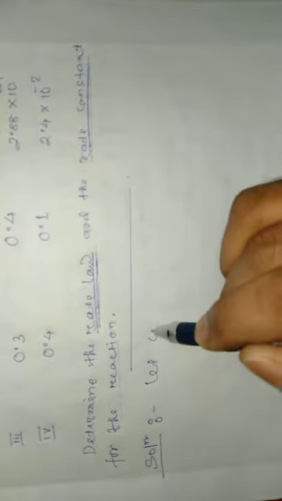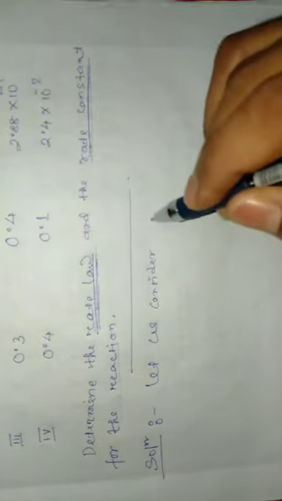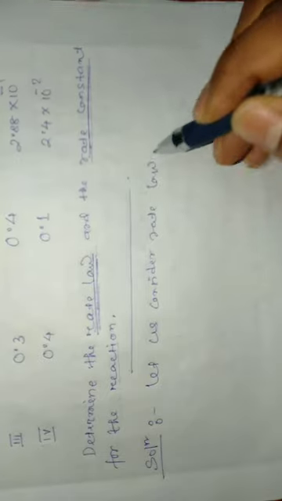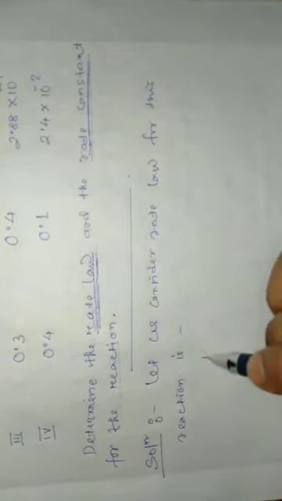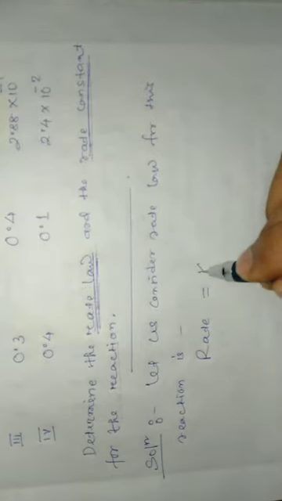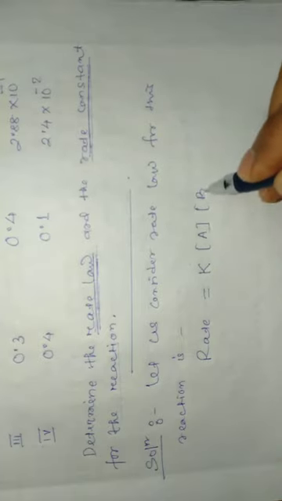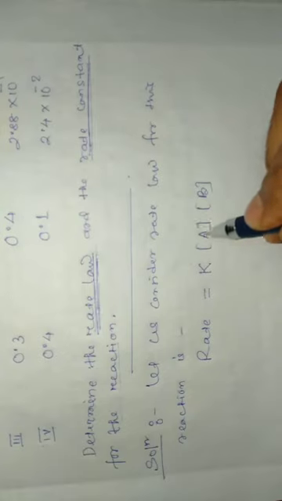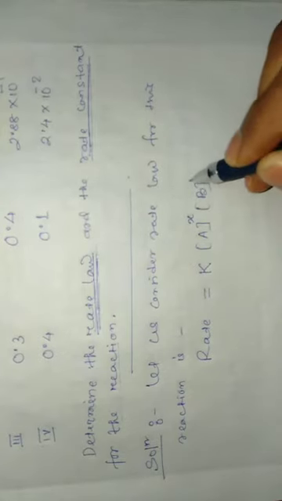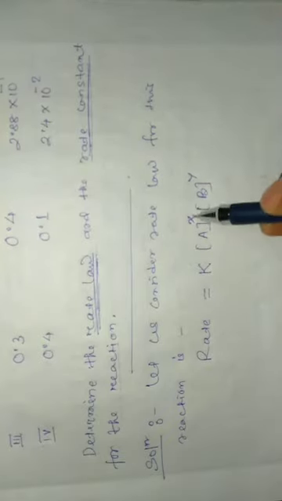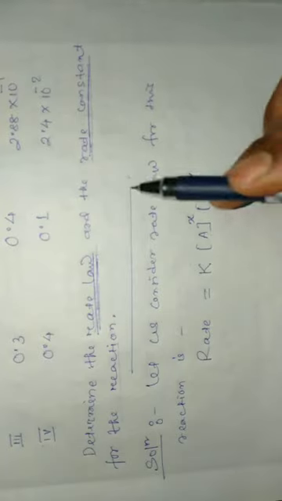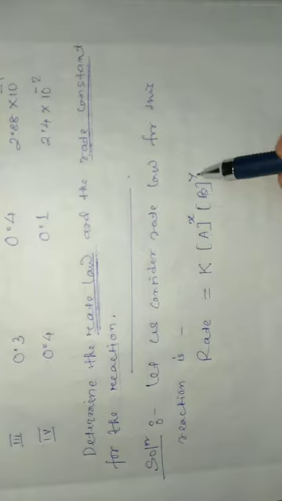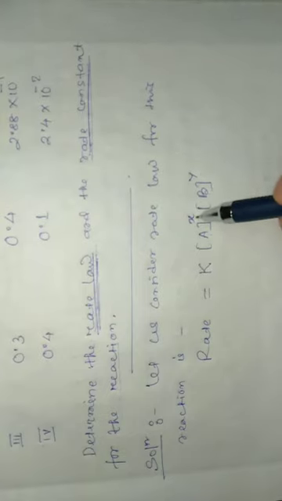So let us consider the rate law or rate expression for this reaction is rate equal to K into concentration of reactant A into concentration of reactant B. Let us consider the exponent of reactant A is X and the exponent of reactant B is Y. X is the order for this reaction with respect to reactant A, and Y is the order with respect to reactant B. So the overall order of this reaction is X plus Y.